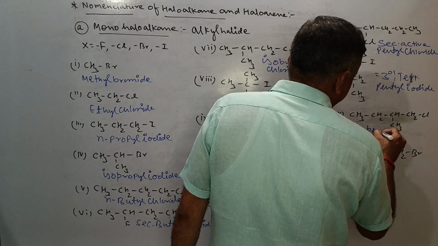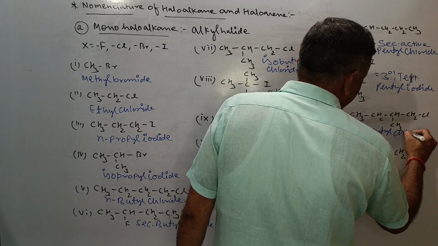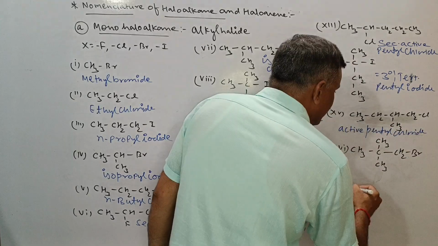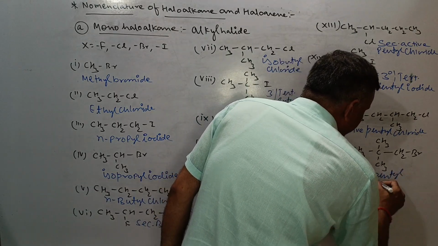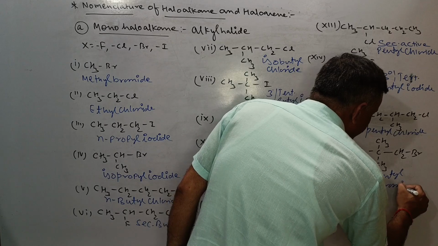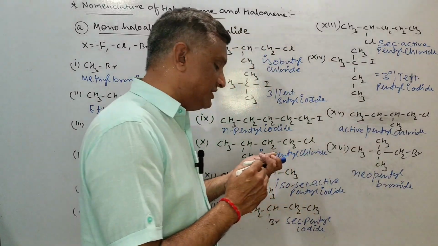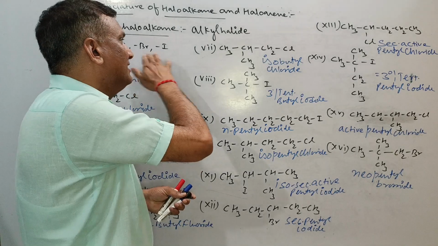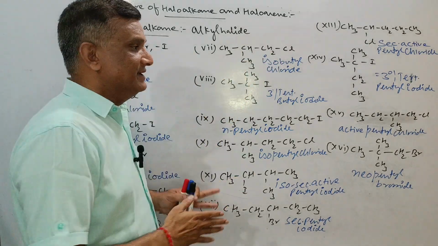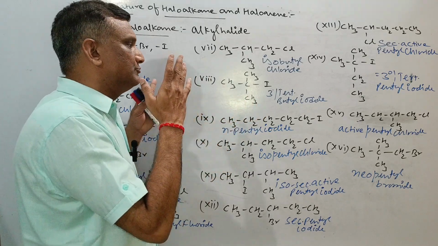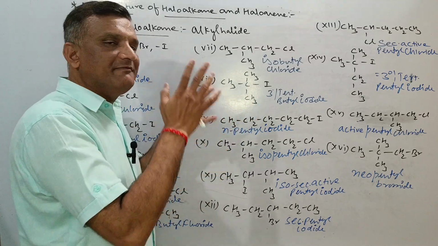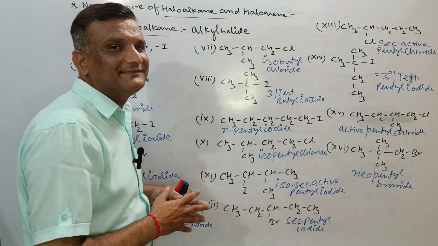Active pentyl chloride, and this is called neopentyl bromide. Neopentyl bromide. So this was regarding the nomenclature of alkyl halides in the common system. There are the following examples. You can practice them properly. You have to distinguish them, otherwise it will be very complex. But it's too easy.